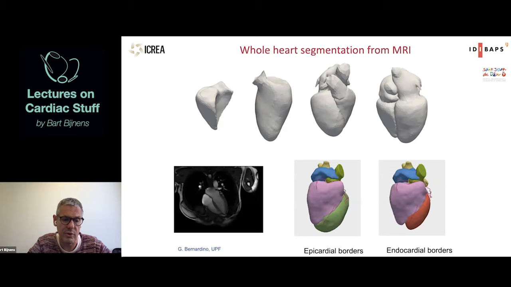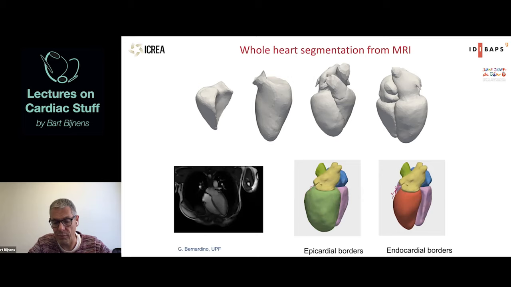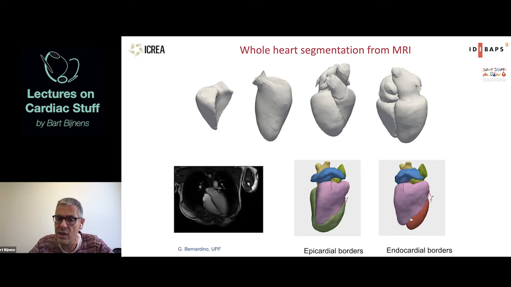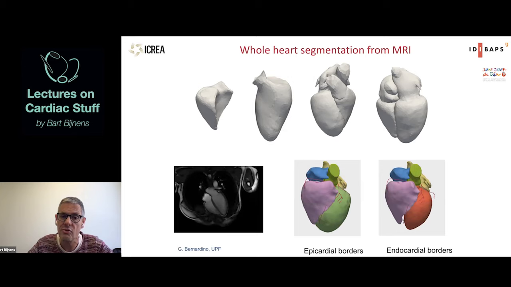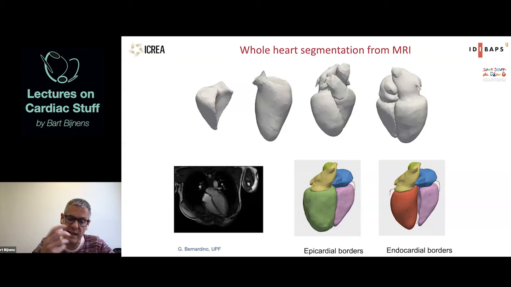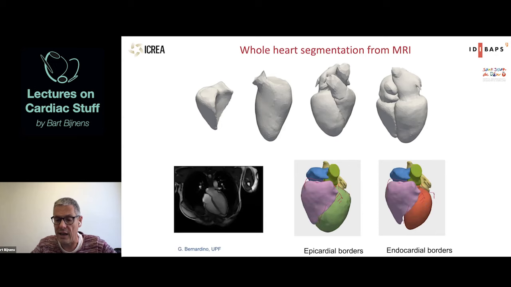Similarly, what to do with trabeculations is also still a big problem in MRI. And so when we make volumetric calculations, here you see a delineation of the endocardial border. What we see there is a smooth endocardial border. So from imaging, we extract smooth borders. But what I showed you on the pictures before is that the endocardium is not smooth at all. So we have these trabeculations and they are actually potentially quite important.